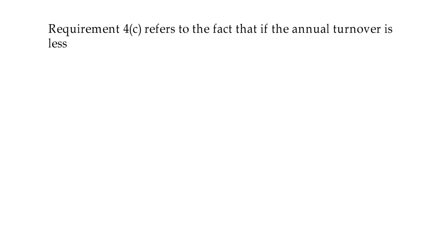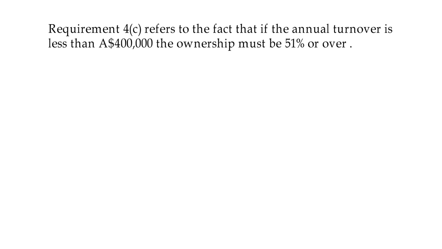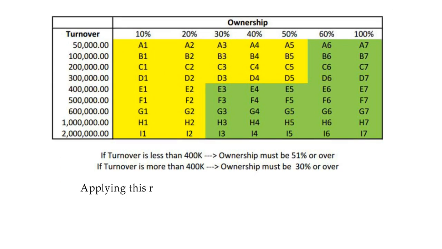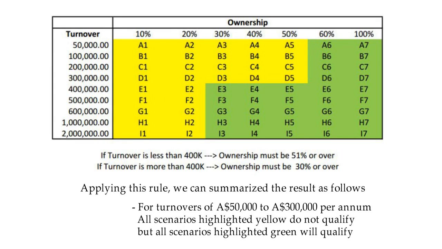Requirement 4C refers to the fact that if the annual turnover is less than 400,000 Australian dollars, the ownership must be 51% or over. Applying this rule, we can summarize the result as follows. For turnover of Australian dollars 50,000 to Australian dollars 300,000 per annum, all scenarios highlighted yellow do not qualify, but all scenarios highlighted green will qualify.